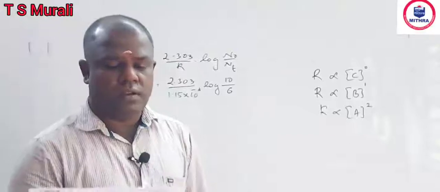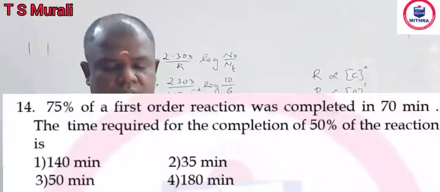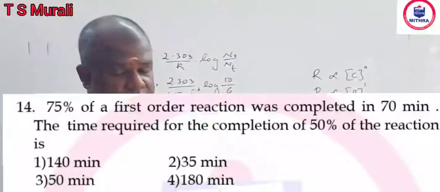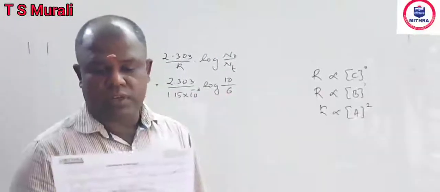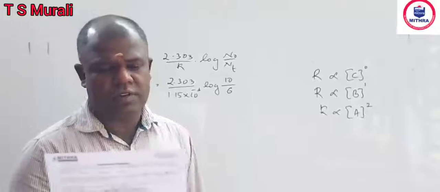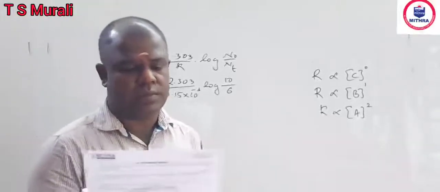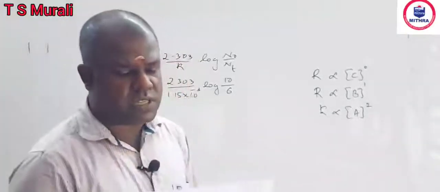14th question. 75% of a first order reaction was completed in 70 minutes. I told you 75% is 2 T half. So T half is 35. Time required for 50%. Same question. Unknowingly it is placed. 14th question is the same as question number 1.